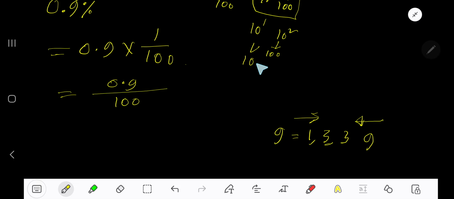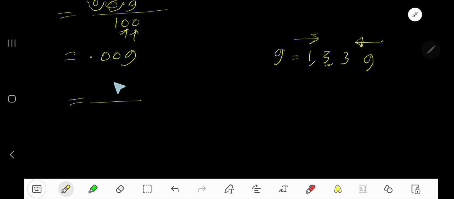Look, 10, 100, these are called powers of 10. 10 to the power 2 means 100. So to divide a decimal by a power of 10, just count the number of zeros and move the decimal from right to left by that number of zeros. Number of zeros is 2, so you need to move the decimal point 2 places: 1 place, 2 places. The decimal is 0.009.